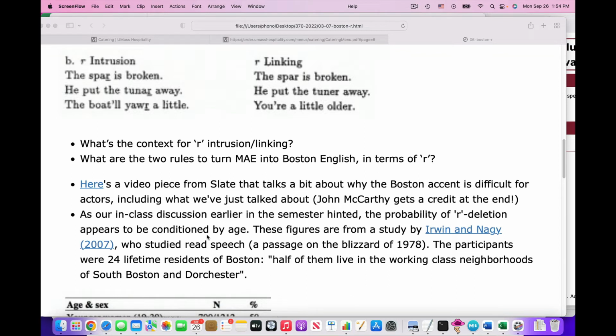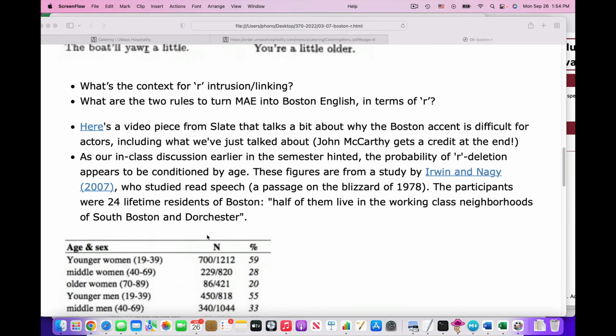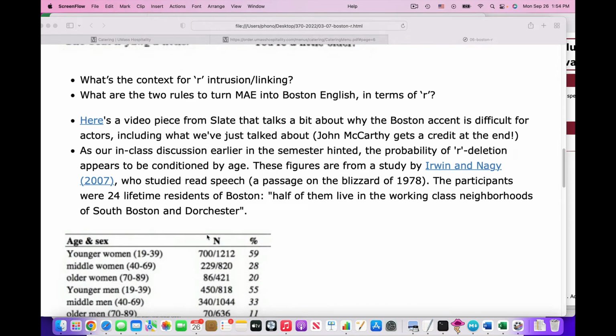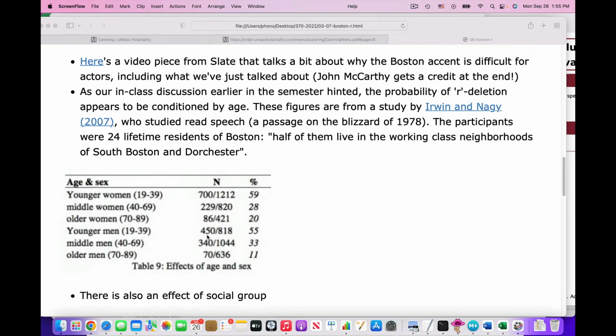In our earlier discussion in class, we talked about the fact that it seems to be the case that younger speakers delete R's less than older speakers. And here we have some research from 15 years ago, but that pattern was already being noticed then. So Irwin and Nagy in 2007 studied read speech. So here people are talking about the blizzard of 1978.